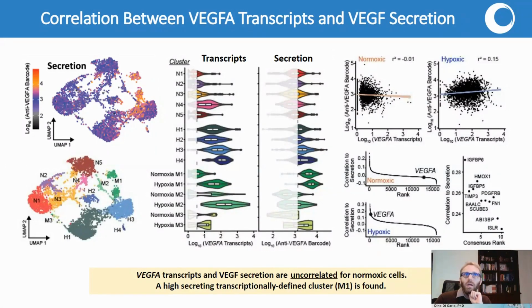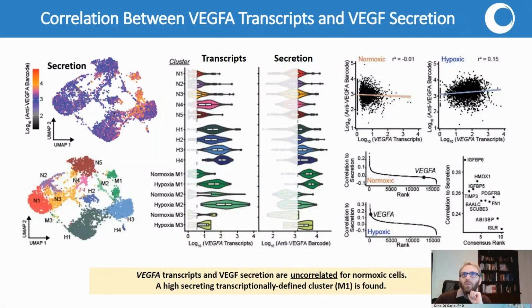So you can look at these different clusters. I'll generally put your attention on the fact that the transcripts in the normoxic ones, N1 through N5, are lower than the hypoxic ones, H1 through H4. But if you look at M1 and M2, which are mixed hypoxic and normoxic and have high levels of secretion, those ones have different levels of transcripts, right? So both have high levels of secretion, but different levels of transcripts.